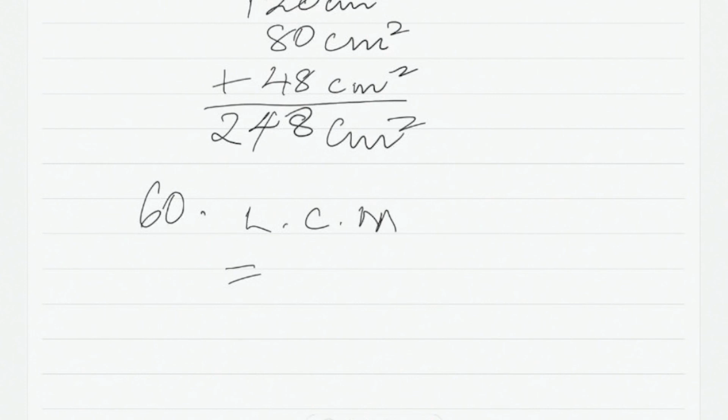5 plus 5, that is 10. Carry 1. Plus 1, that is 2. 2 plus 2, that is 4. Plus 2, that is 6. So 60 divided by 3.